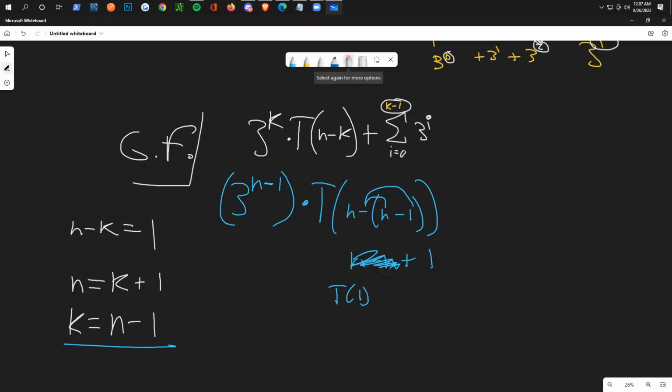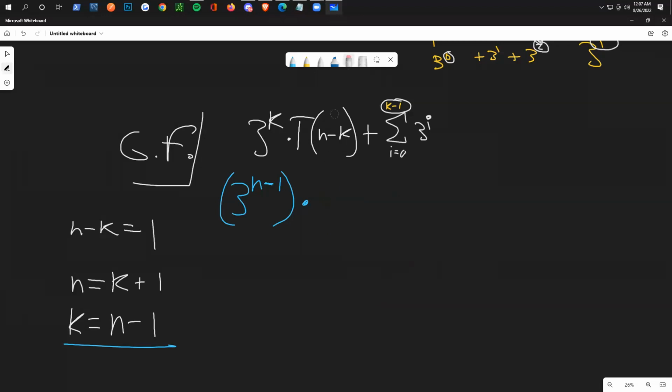Remember, T of 1 is equal to 1. So that means this entire thing is just times 1, and anything times 1 is just itself, so we can remove that. Now we're going to have plus k minus 1, right? But guess what? We have an n, so we can just remove that. If k is equal to n minus 1, and we had k minus 1, this is really going to be equal to n minus 1 minus 1, which is just n minus 2.